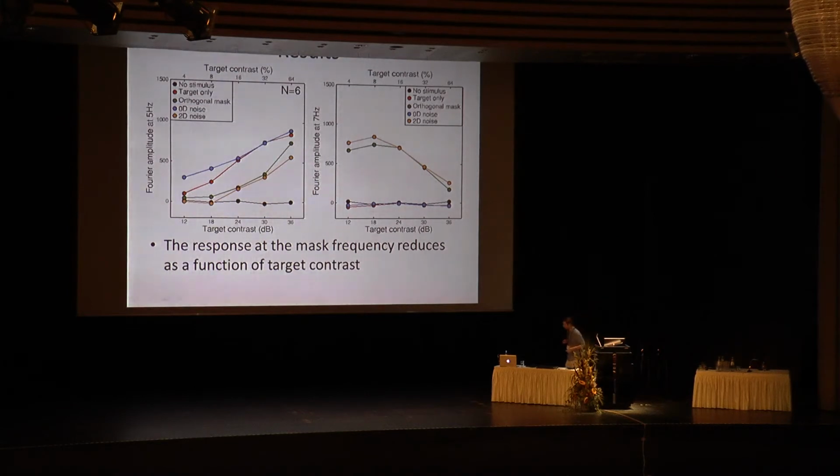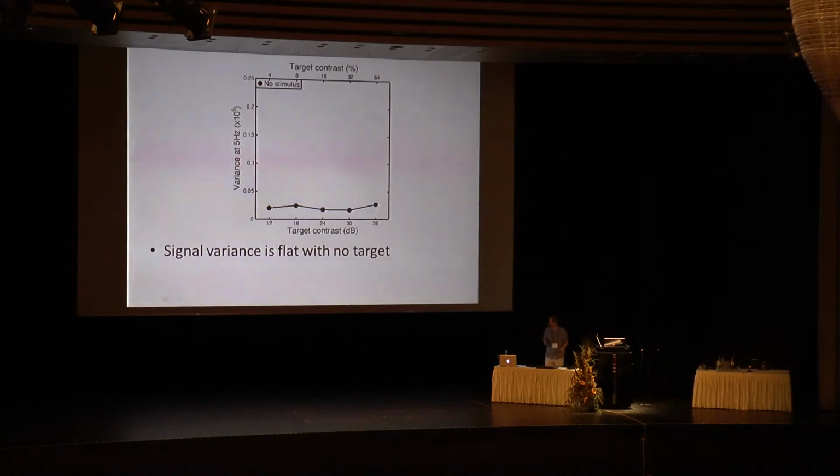But the other nice thing that I thought we could have a look at is the variance. I'm not aware of anybody having looked at this before, but I don't know the steady-state literature particularly well. So here is just the signal variance when there's no target. So that's our baseline. That's just the noisiness of the EEG signal.